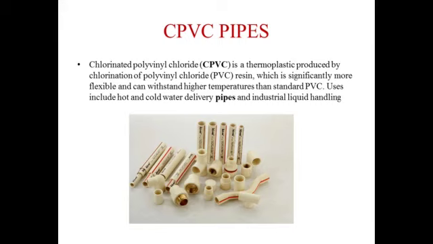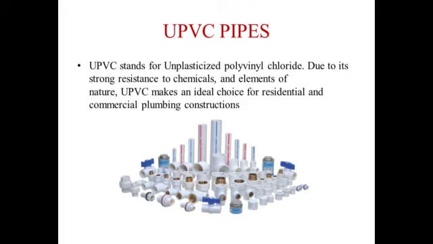Next, CPVC pipes. Chlorinated polyvinyl chloride is a thermoplastic produced by chlorination of polyvinyl chloride resin, which is significantly more flexible and can withstand higher temperature than standard PVC. Uses include hot and cold water delivery pipes and industrial liquid handling. In all pipes, only the resin is the main content which can change the compound value from CPVC, UPVC and PVC.